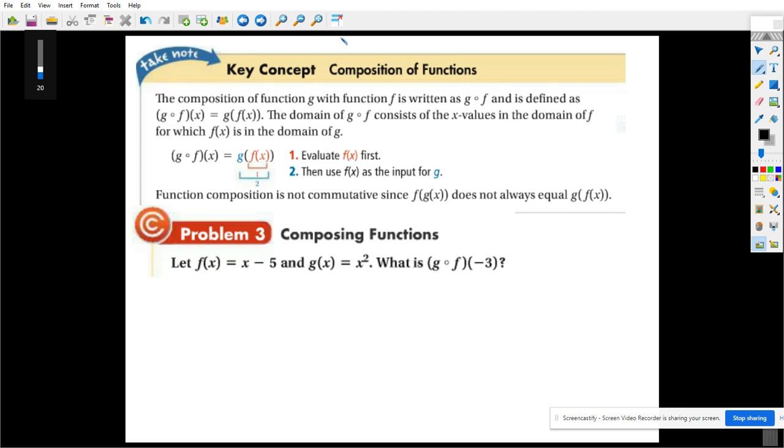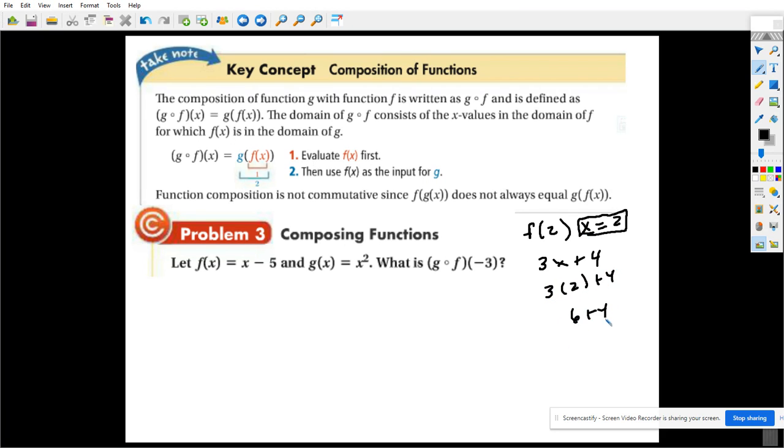I want you to think of composition of functions as plugging an equation into an equation. So we should all be familiar with this notation. If I gave you f of 2 and I wanted you to plug that in to 3x plus 4, what I'm saying is x is equal to 2, and I want you to plug in 2 for x. So you do 3 times 2 plus 4, which would be 6 plus 4, which is 10. And we would simplify that to get my simplified answer.